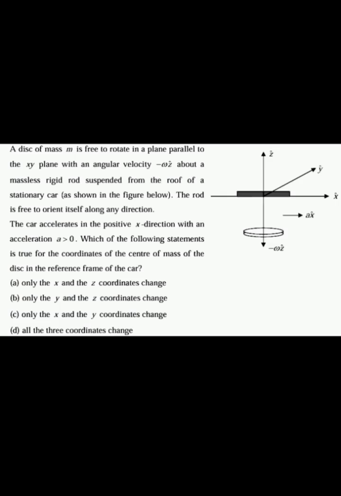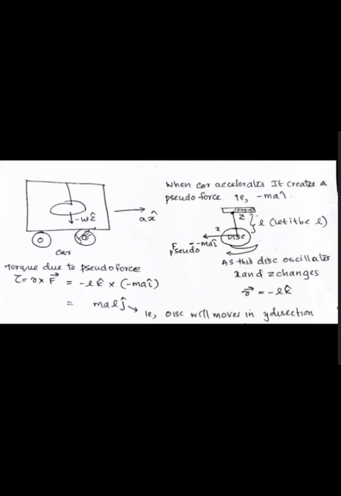Next question is: a disk of mass m is free to rotate in a plane parallel to the xy plane with an angular velocity minus omega z cap about a massless rigid rod suspended from the roof of a stationary car. The rod is free to orient itself along any direction. The car accelerates in the positive x direction with an acceleration a greater than 0. Which of the following statements is true for the coordinates of the center of mass of the disk in the reference frame of the car?